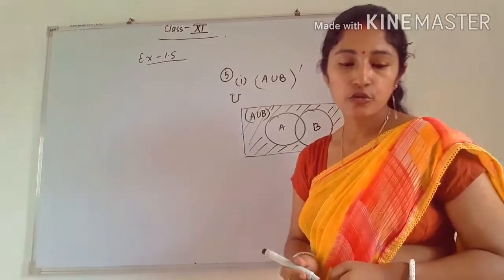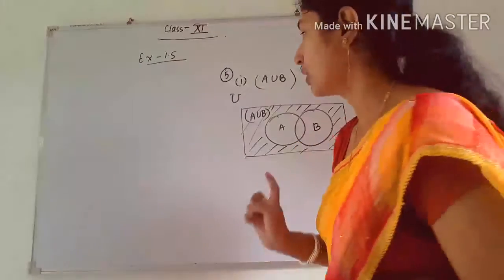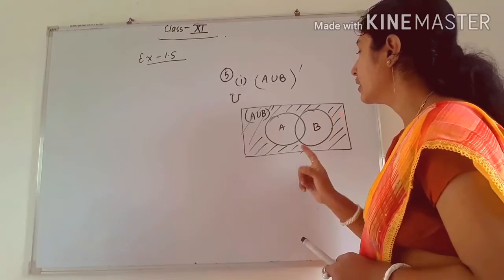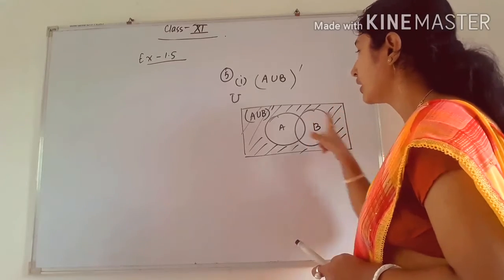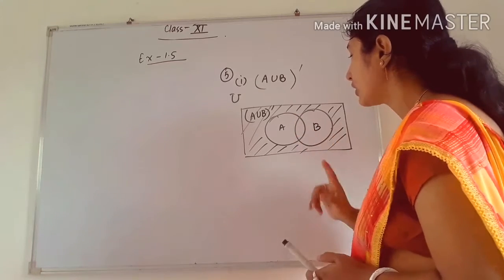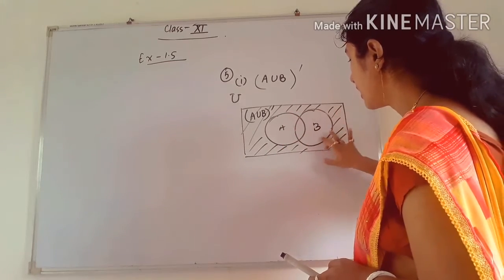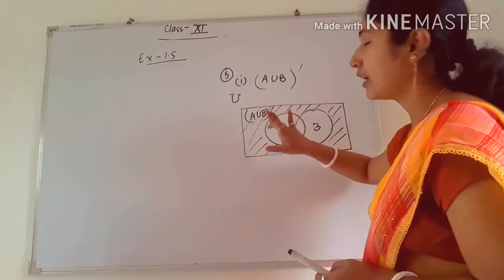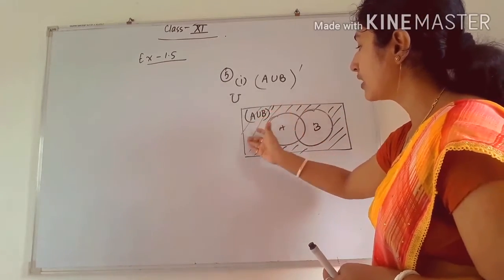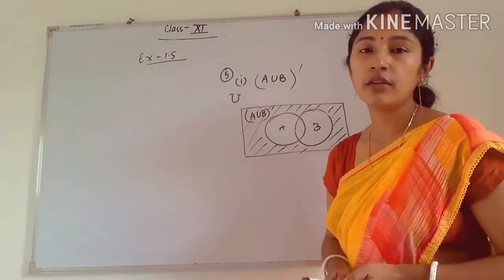Next, you have to draw an appropriate Venn diagram in question number 5. I have done one number. You have to draw for (A ∪ B)'. First of all you have to take the universal set, then you have to draw set A and set B. What is the union of A and B? It will be this portion. This portion is A ∪ B. So what will be in (A ∪ B)'? Yes, you have to shade the remaining part. So remaining part is this one, this part you have to shade. This will be what? (A ∪ B)'.